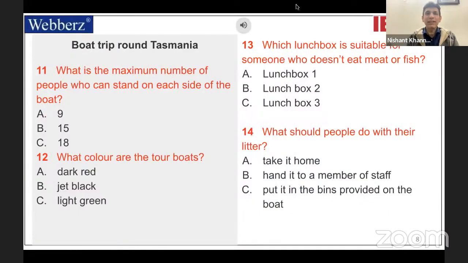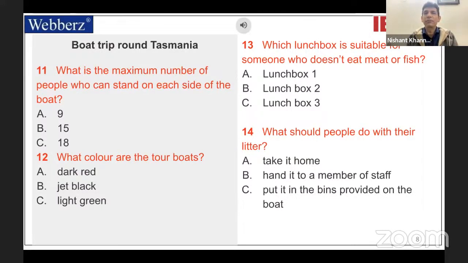Now, the boat is like this. For example, this is the boat. This is one side. This is the other side. So the question is the number of people who can stand on each side of the boat. Again, he's going to confuse you a lot. So make it very sure that you listen to it very properly. Okay? Now the next one is, what color are the tour boats? That means they will speak of multiple colors. So you have to select the best color, which is the most appropriately painted on the boat.